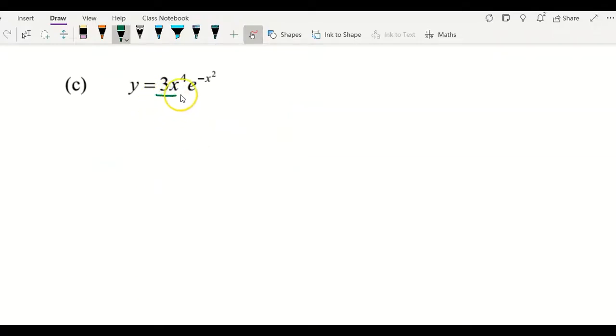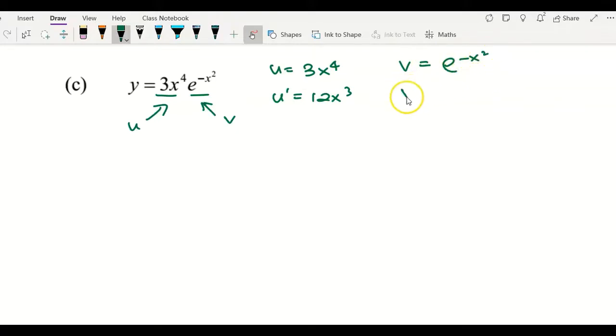Again, I have this polynomial 3x power of 4 multiplied by e power of negative x squared. I will take this as u and this as my v. If u equals 3x power of 4, u prime will be 12x power of 3. If v equals e power of negative x squared, then v prime will be negative 2x e power of negative x squared. Alright, negative 2x, okay, correct.